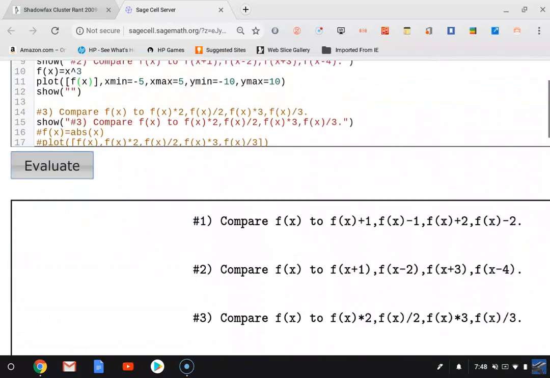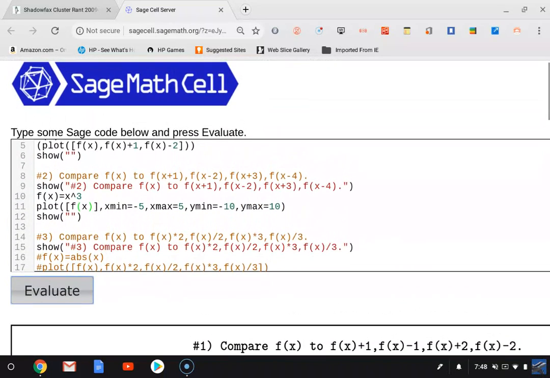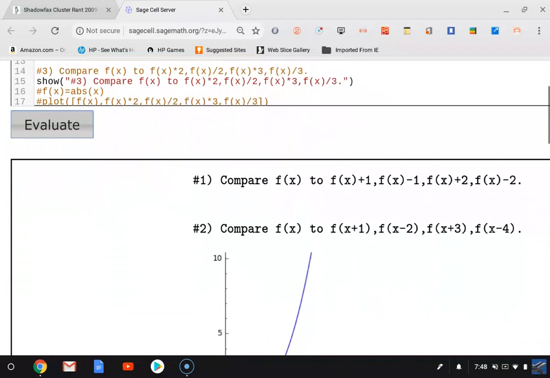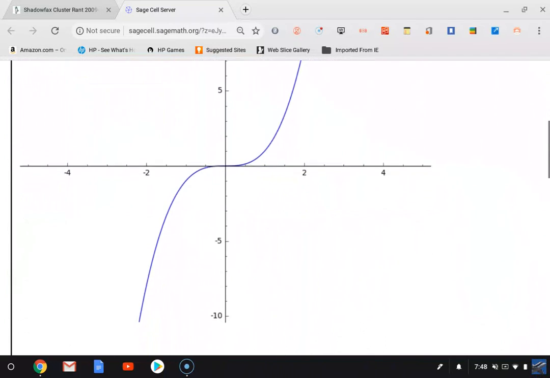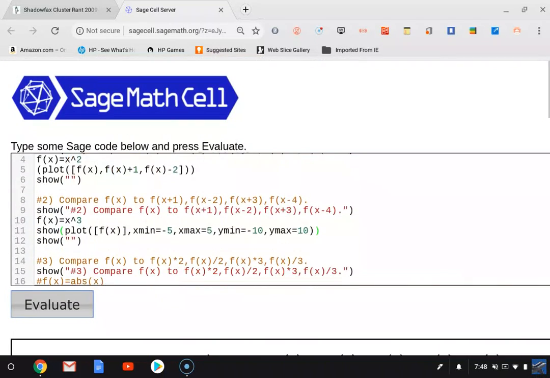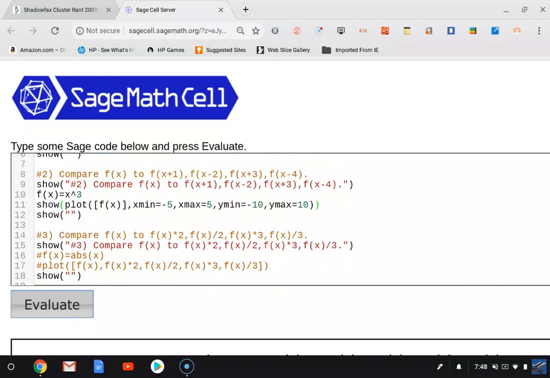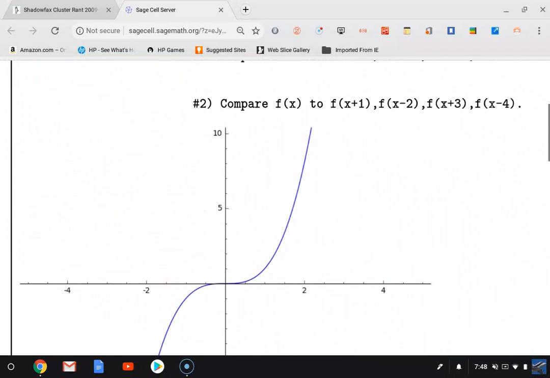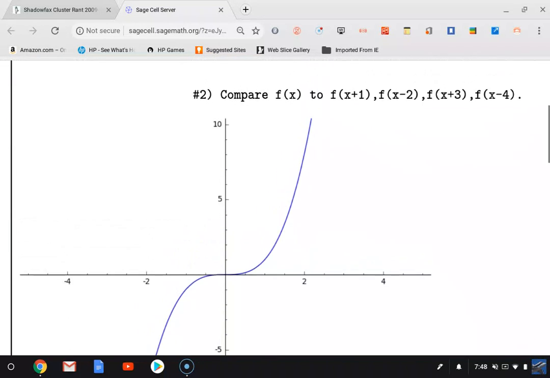Whoops, I did it again. Remember, we need a show command for anything that you want to show up. If there's anything after that line, even another show, it won't graph this plot. Okay, so here's the cubic, as you know. On this one I made an x min of -5 and an x max of +5 and a y min of -10 and y max of +10, so it won't go flying off the screen when it gets really big. That way you get a good feel for the shape of the curve.